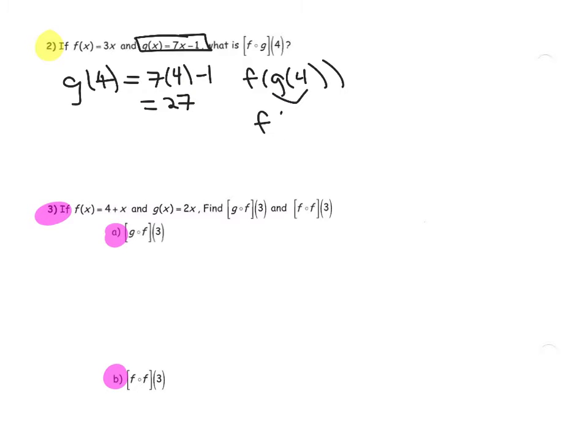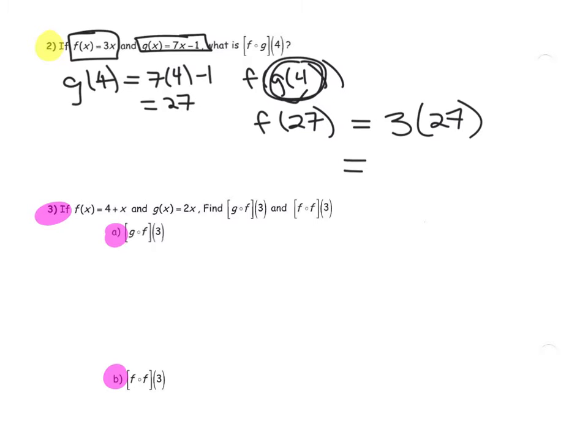So I now want to take f of 27, since that's what g of 4 was. G of 4 was 27, so now that's the new input value for f. So I'm going to input: f of 27 is going to equal 3 times 27. Again, guys, you don't need a calculator. That ends up being 81. Okay, so that's my final answer.